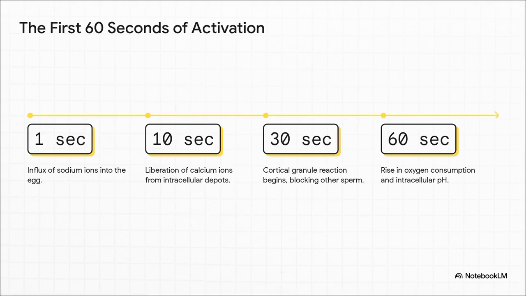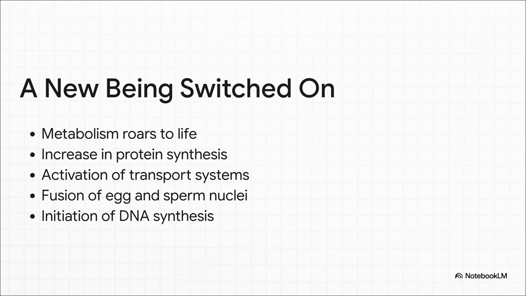And this activation is unbelievably fast. Just look at this timeline. Within 1 second of contact, sodium ions are flooding into the cell. By the 10-second mark, there's this huge release of calcium ions. That triggers what's called the cortical reaction around 30 seconds, which instantly puts up a barrier to block any other sperm from getting in. The whole thing is locked down in less than a minute. It's incredible.